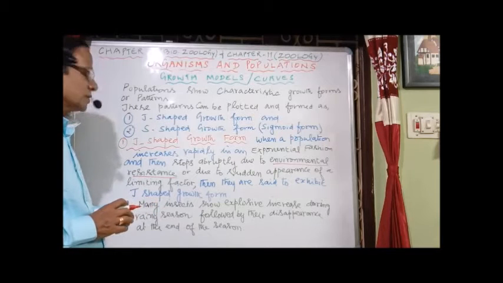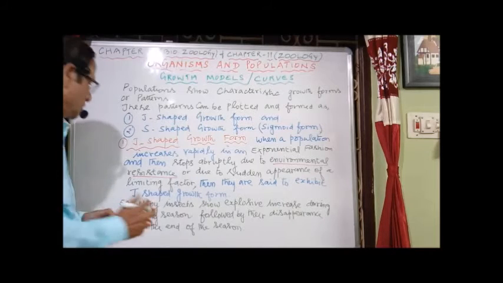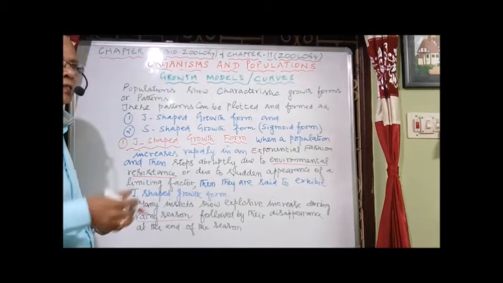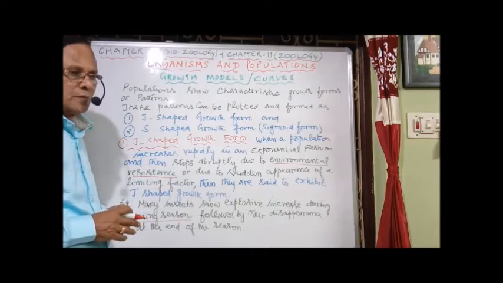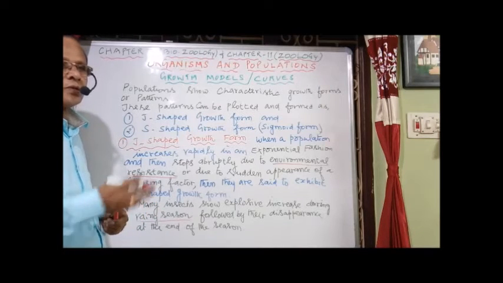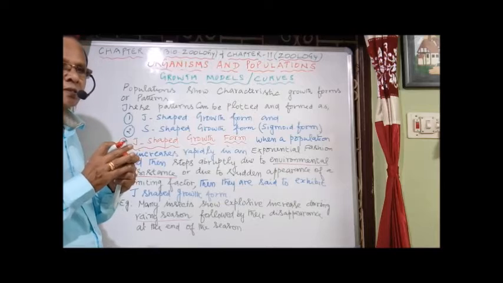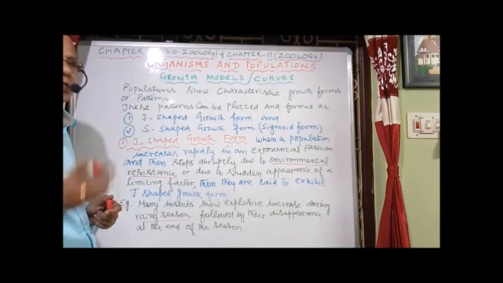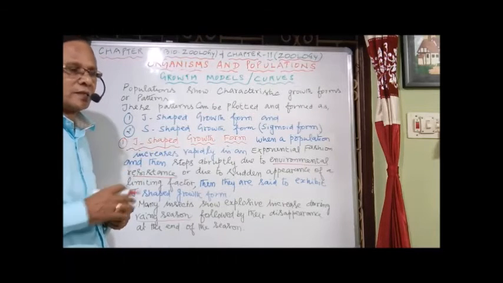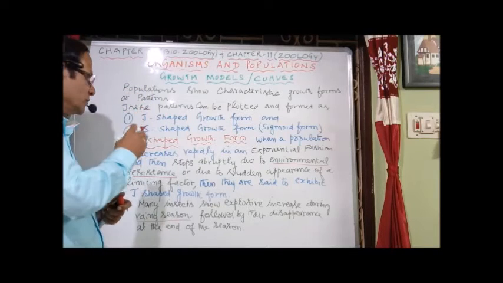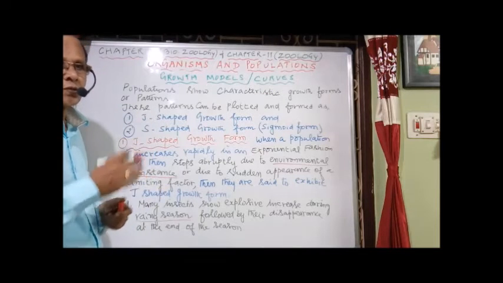One of the best examples: many insects show an explosive increase in the number of individuals during the rainy season, followed by their disappearance at the end of the season. During the rainy season, the insects increase in number and aggregate to maintain a stable body temperature collectively. Followed by the rainy season, the disappearance of the insects occurs. So it reaches a peak. The limiting factor here is the rain. When the rain stops abruptly, the increase in the number of insects also declines.